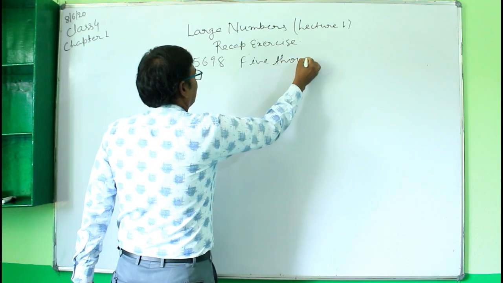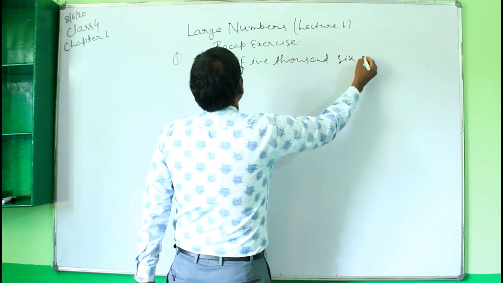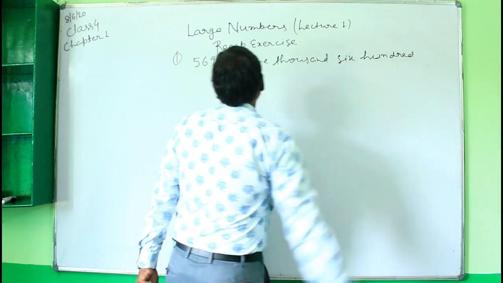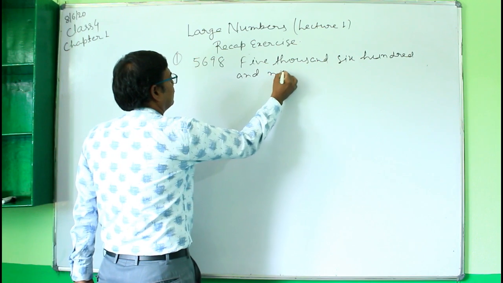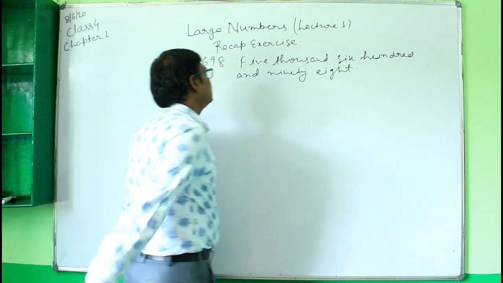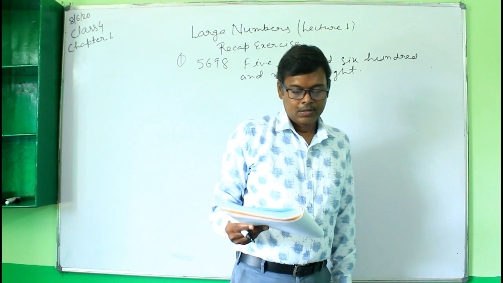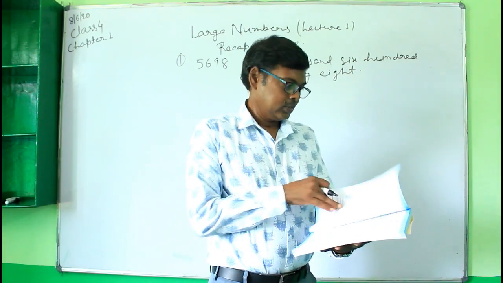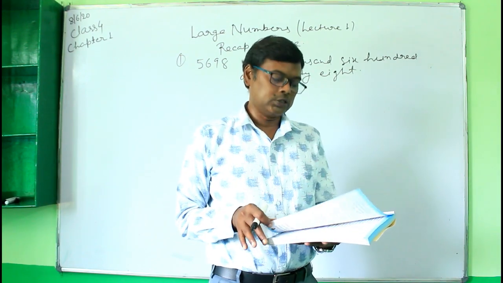5000, 600 and 98. Okay, this is the number name in words. This is the first question, and there are also other questions like 7896. So you will write this yourself.